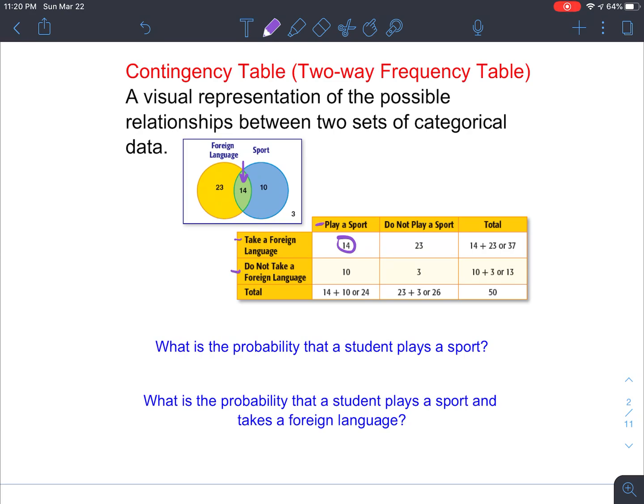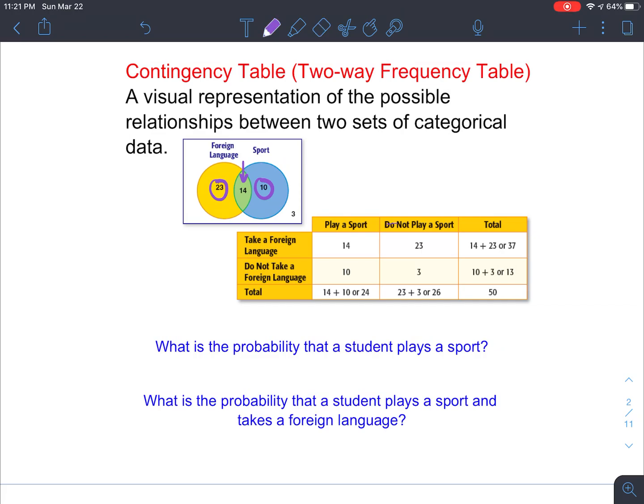Playing a sport and not taking foreign language, we know is anything in the blue by itself. That's where the 10 goes. If they don't play a sport but take a foreign language, is represented by this 23 that's only in the yellow circle. And now that those 3 students who don't do either actually have a place within our table in the column that says do not play a sport and do not take a foreign language. So you'll see that every possibility is represented by this table.